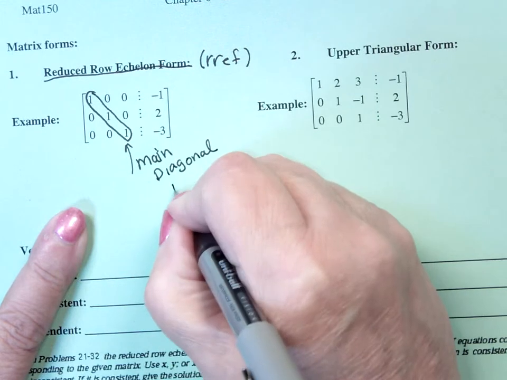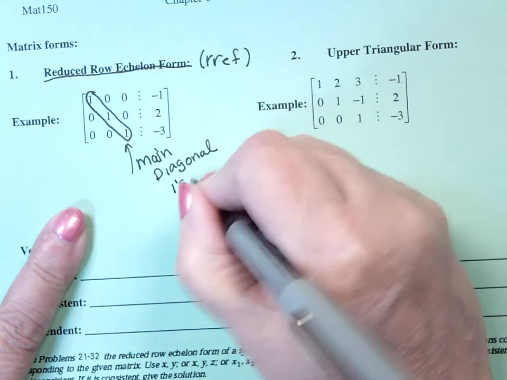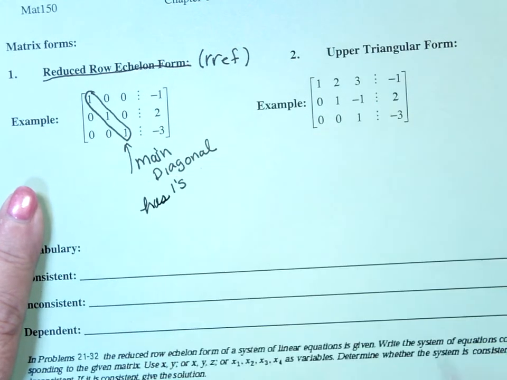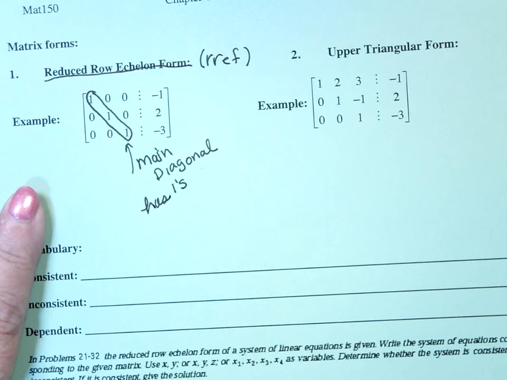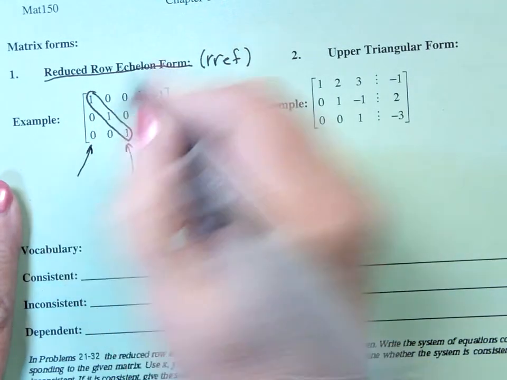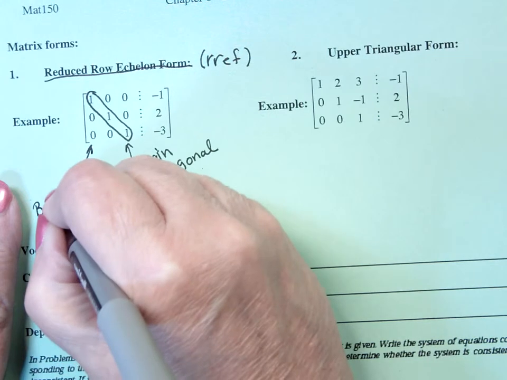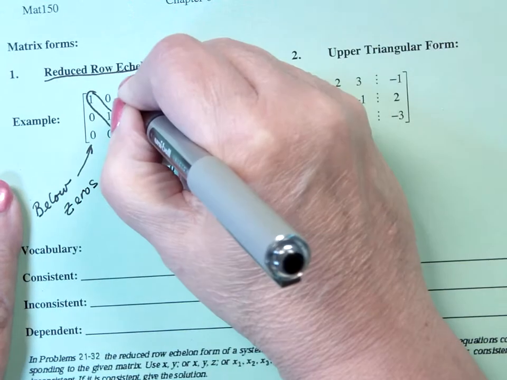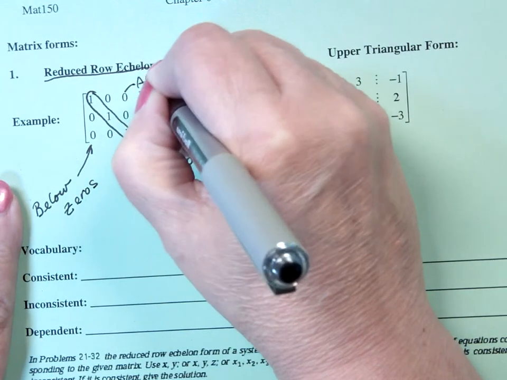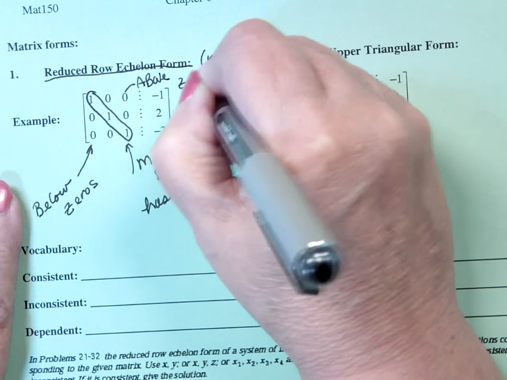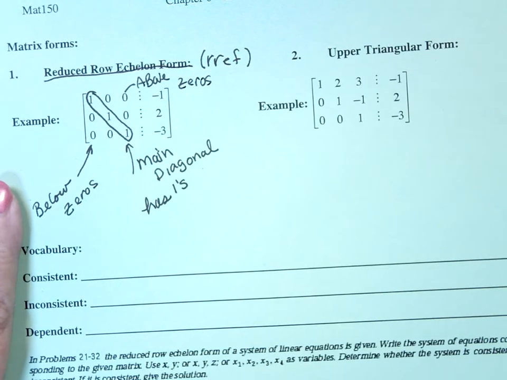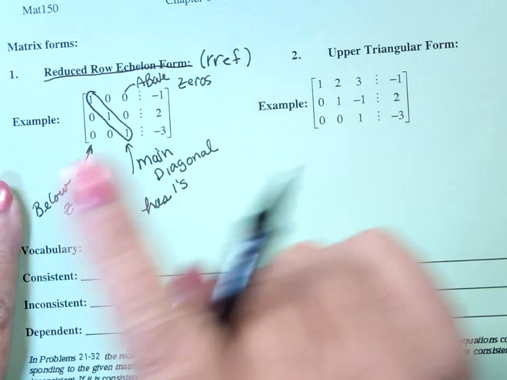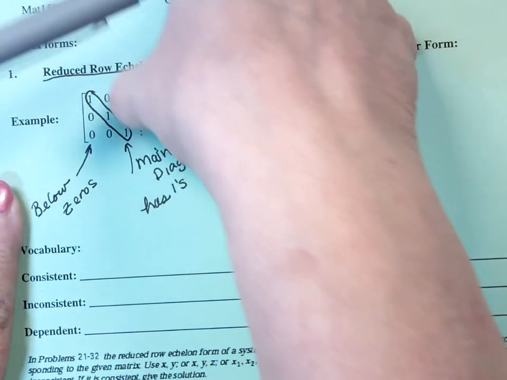So it has ones on the main diagonal, and then below, zeros, and above, zeros. What's in this column doesn't matter. But row reduced echelon form will have ones down the main diagonal.